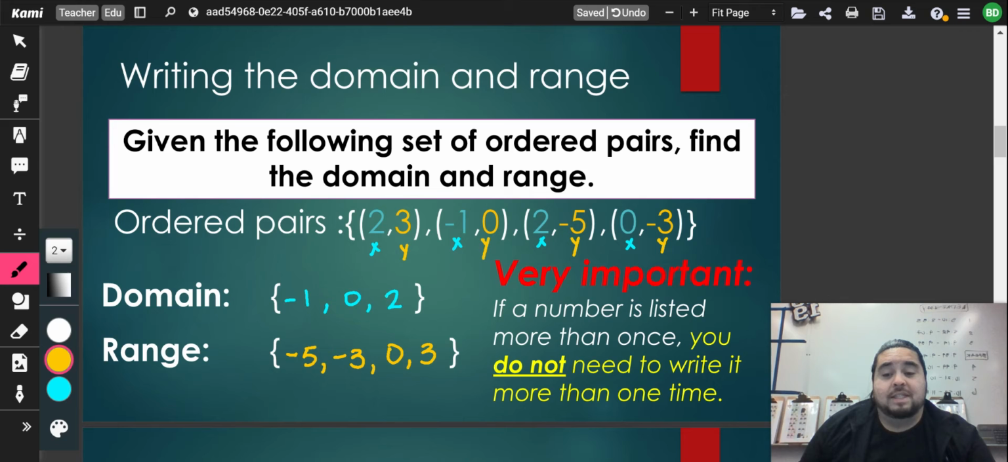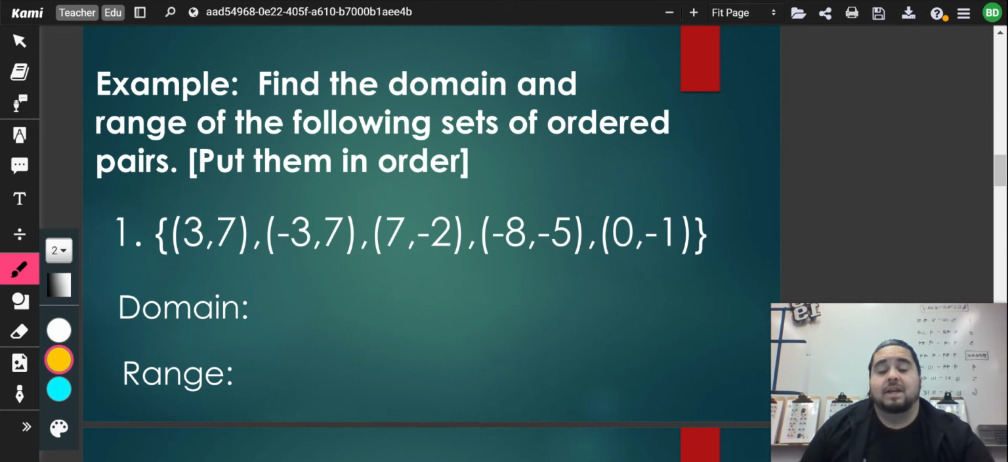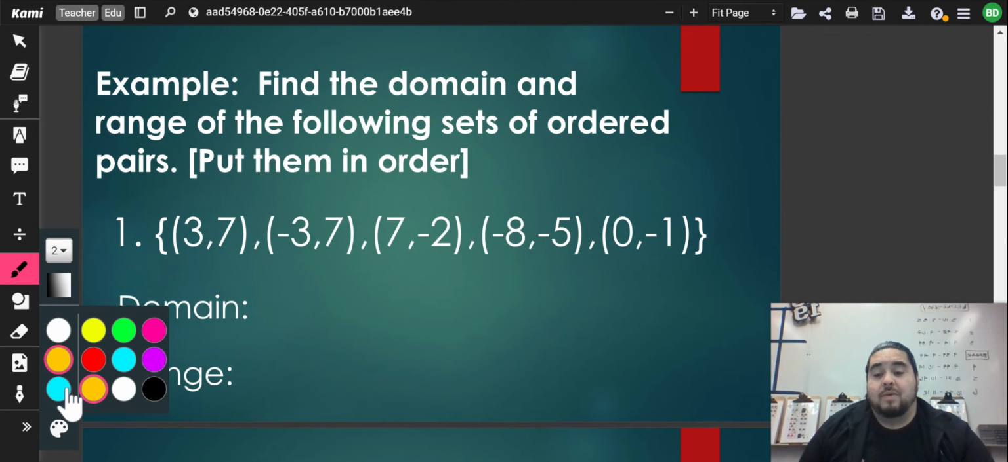If there are more elements in one or the other, we know something about the actual set of ordered pairs. Okay, so that's pretty much it for this skill. Let's do one more example. So here is another set of ordered pairs. Again, we're going to write our domain and our range. So domain, those are our x values.